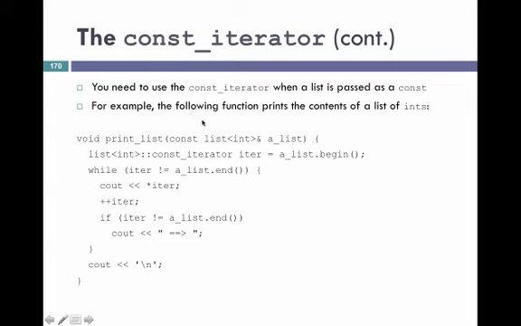Now the following function prints the contents of a list of ints. So print list takes a const reference to a list. We create an iterator, and it's a const iterator. And then while that iterator is not past the end of the list, we output the data item from the list. We advance the iterator, and we'll print these arrows in between all the values until we get to the last value. And that's the end of this slidecast.